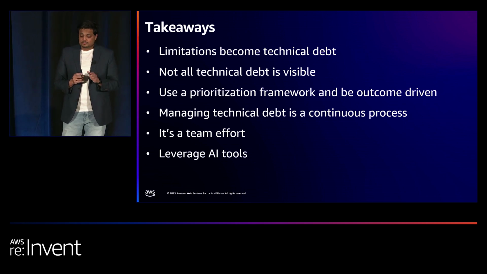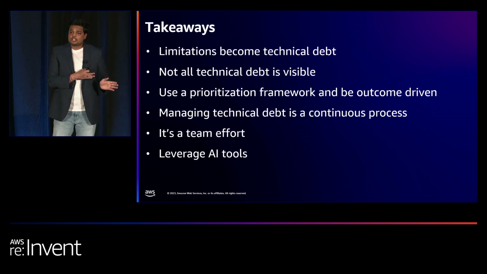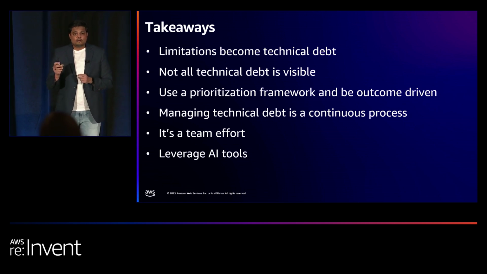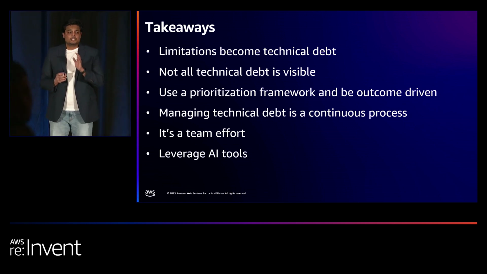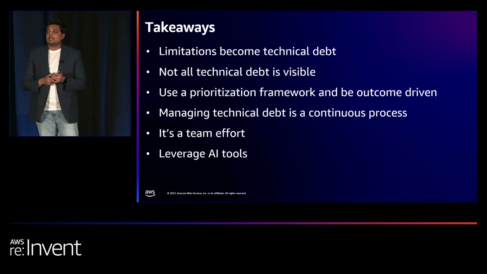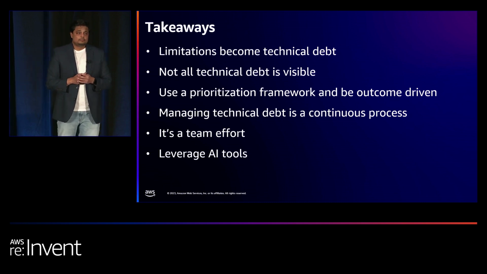Prioritize what matters using the framework that Anne talked about, a prioritization framework. You should think of managing technical debt as a continuous process. It's not something that you do one time and forget about it, because then the technical debt will accumulate and then you need to address it. So build a continuous mechanism or a process to address technical debt.